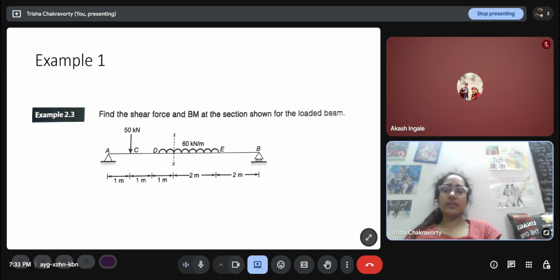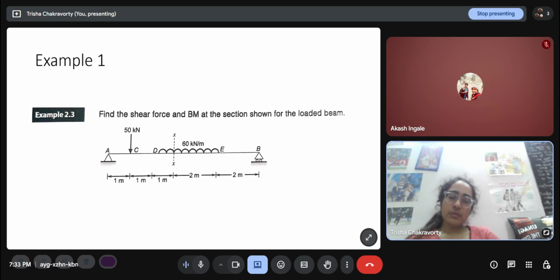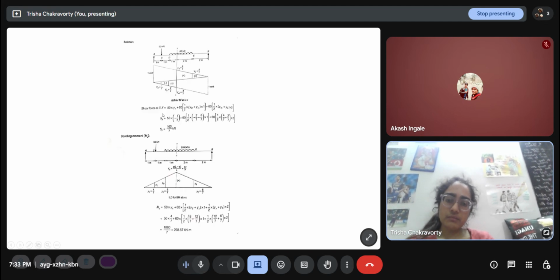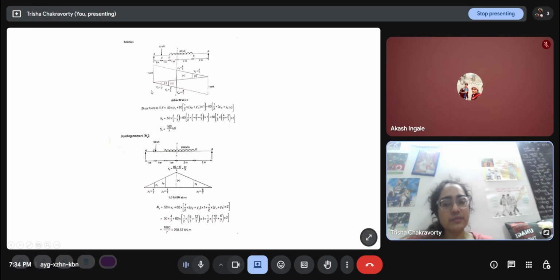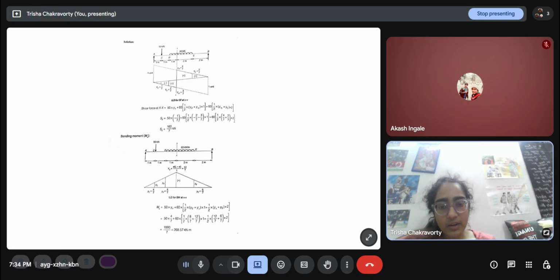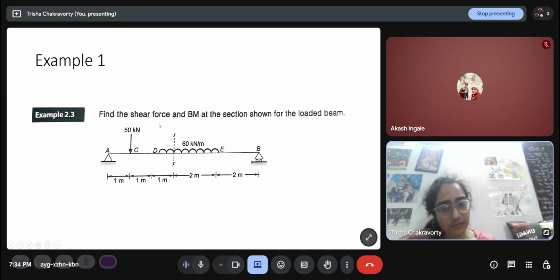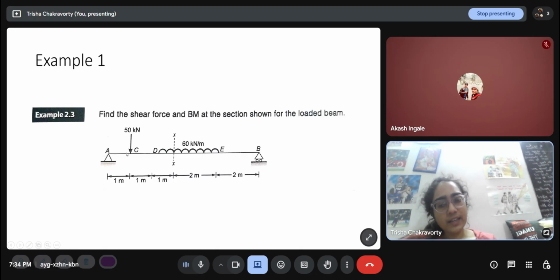The application of influence line diagram. Find the shear force and bending moment at a section shown for the loaded beam. So we draw it using the concepts that we have learned. And now if I want to find out the shear force and bending moment at the section, what I can do is draw the influence line diagram for it.